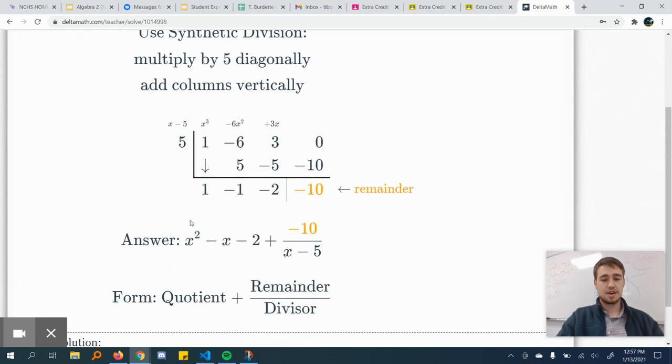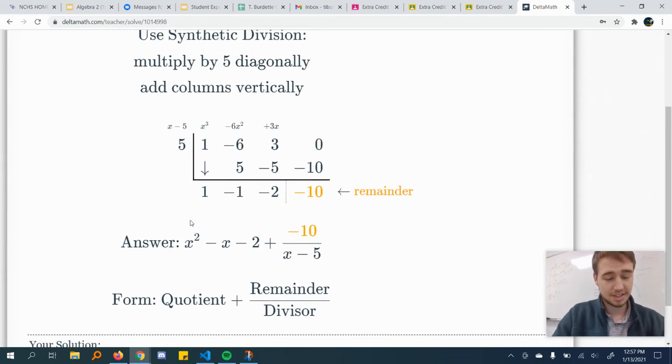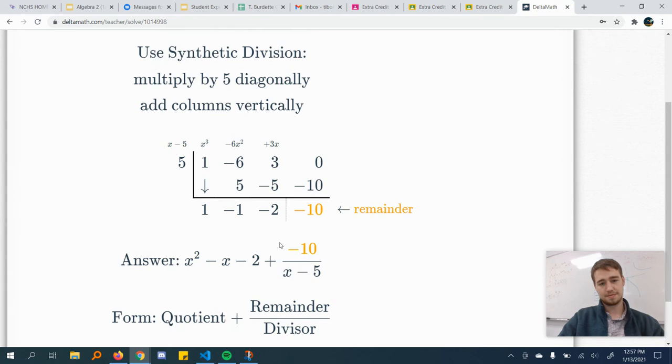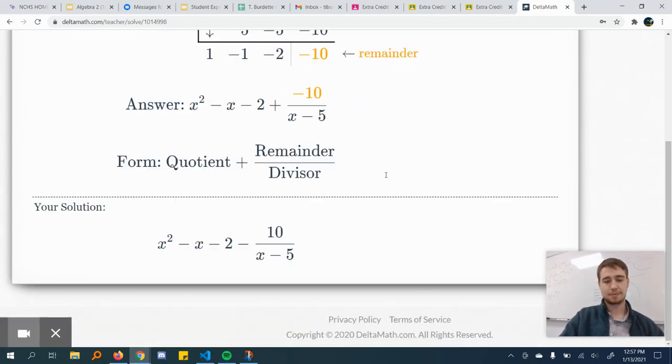Perfect. So here we're going to watch this. We have exactly what we said. Bring down the 1, -1, -2, -10. And then we stick that -10 on the other side of our remainder line on top of our dividing term here. And the last thing is you've got to remember that 0 whenever we have them.